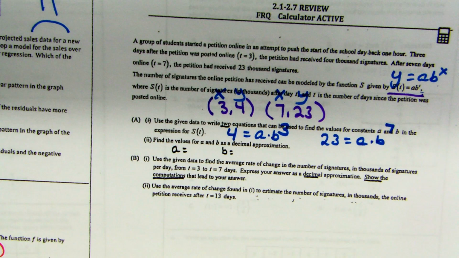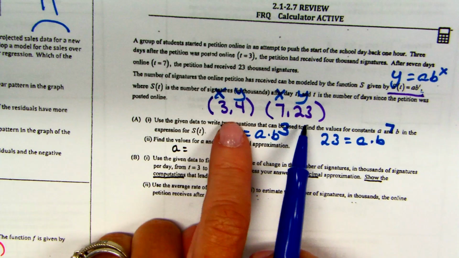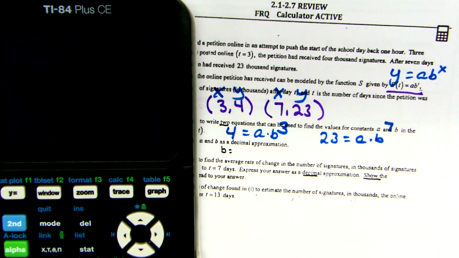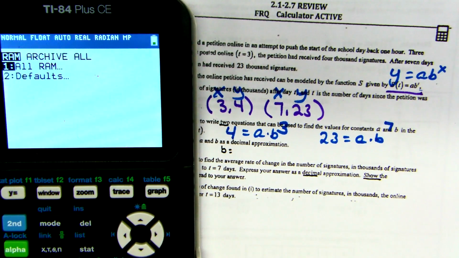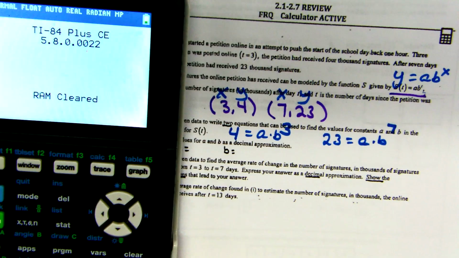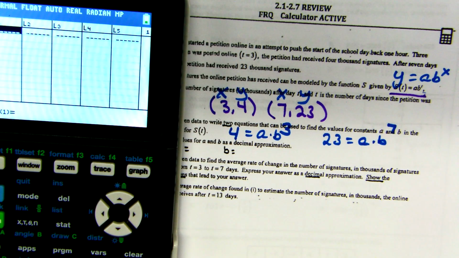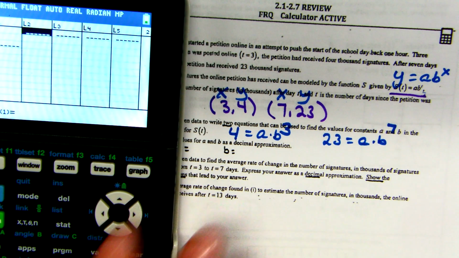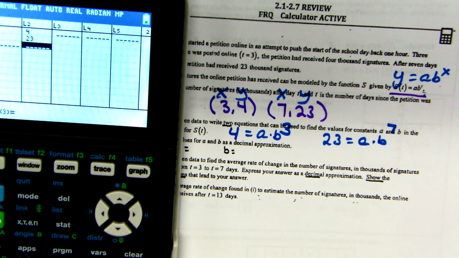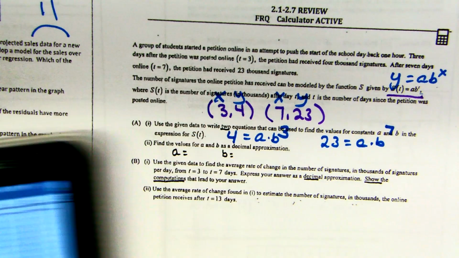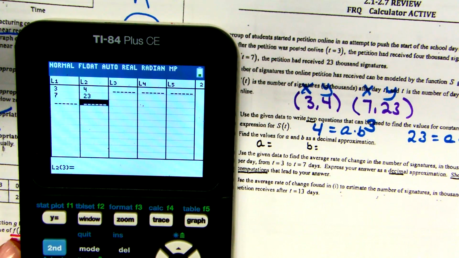And this is calculator active. You guys know how to find a and b given points. That's that stat thing again. I told you it's on this test 3 different times. Here's the third one. Stat. Enter. 3 and 7 are your x's. 4 and 23 are your y's, sorry. So there's my 2 ordered pairs.